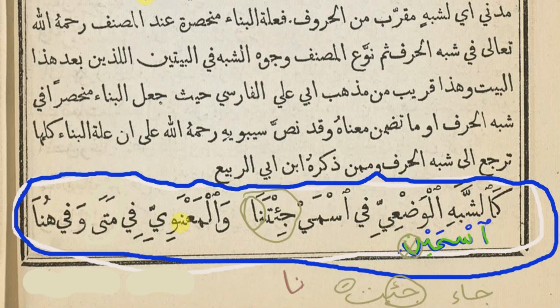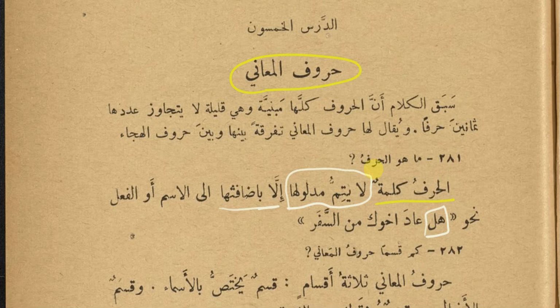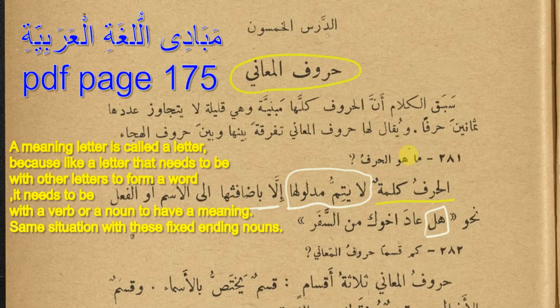So what he is saying, the grammarian, is that these words mata and huna are similar in meaning to meaning letters. So if we review meaning letters, here I will leave the link for this book in the description, it discusses حروف المعاني, the meaning letters or the letters of meaning. So here it says they call them meaning letters to distinguish them from حروف الهجاء. حروف الهجاء are the letters of the alphabet. So just to distinguish them from the other ones.